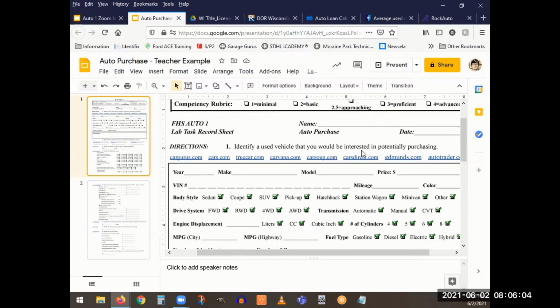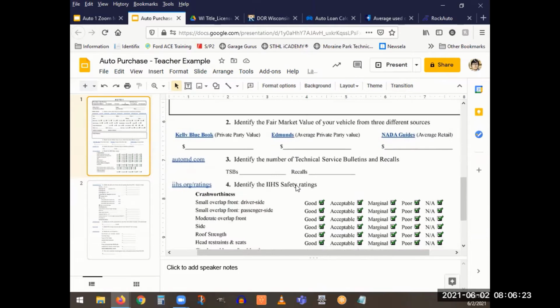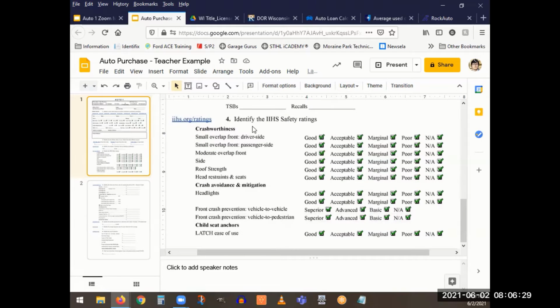Your budget for this vehicle is $10,000 total, and that's including everything about the purchase, not just the price of the car. That includes insurance, cost of operation, taxes, titles, and other fees that you have to end up paying. So anyways, we kind of covered all this stuff: Kelley Blue Book, the TSBs and recalls, and your IIHS safety rating.